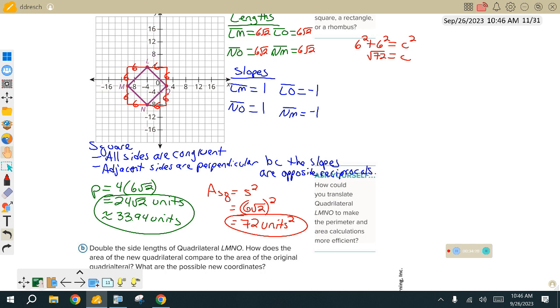Down here on your explanation, that's worth 3. 1 coming from, did you choose the right quadrilateral? And then 2 points coming from your explanation. Did you include parts about the side lengths? Did you include parts about the slopes? So there's 3 points coming from right there. So that's like 7 points right there in that problem.